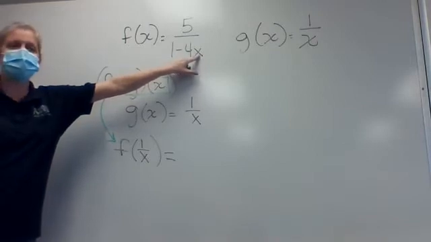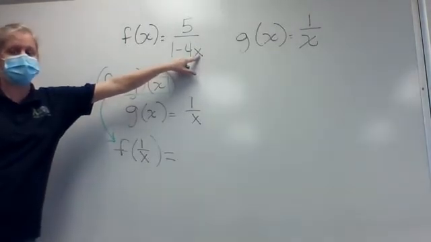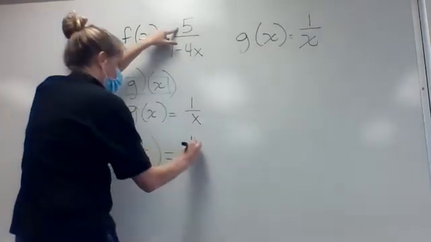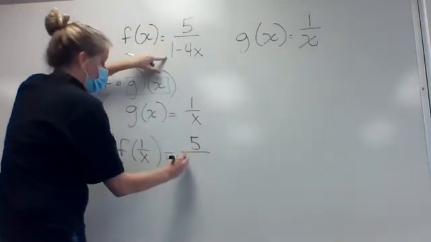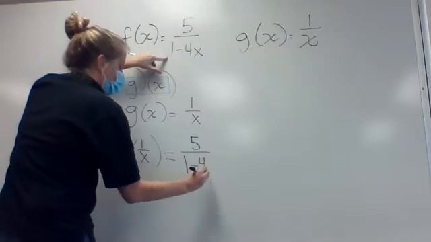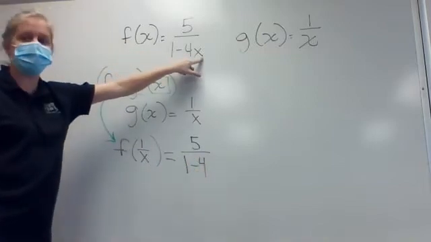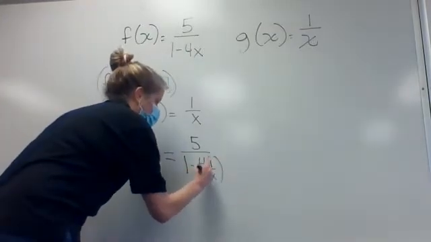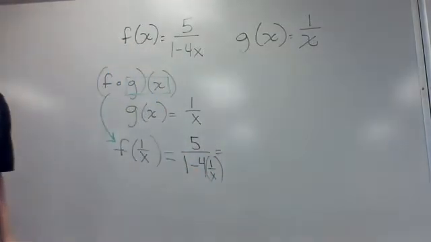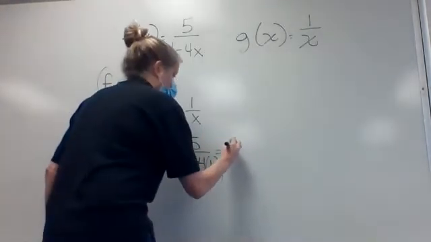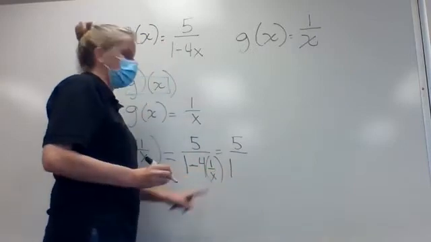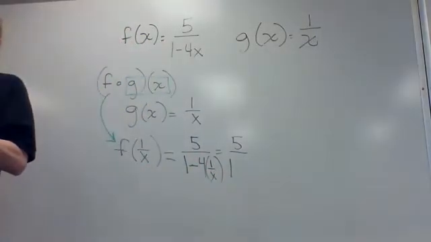So here's where you're going to replace. This is what makes this one complicated. It's the last one, and this is why we're not going any further. So I have 5 over 1 minus 4. What am I putting in place of this x? 1 over x. Okay. 5 over 1 minus. So I'm multiplying that 4 times 1 over x.